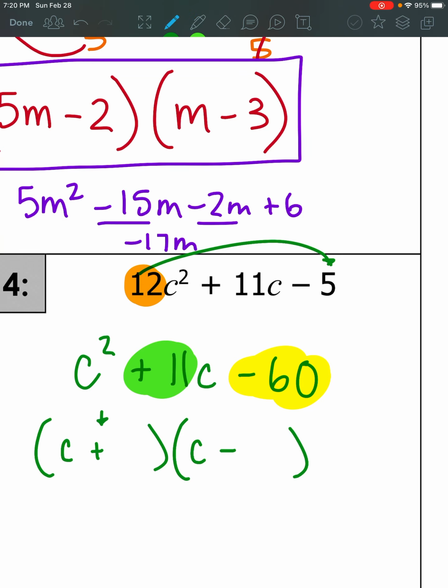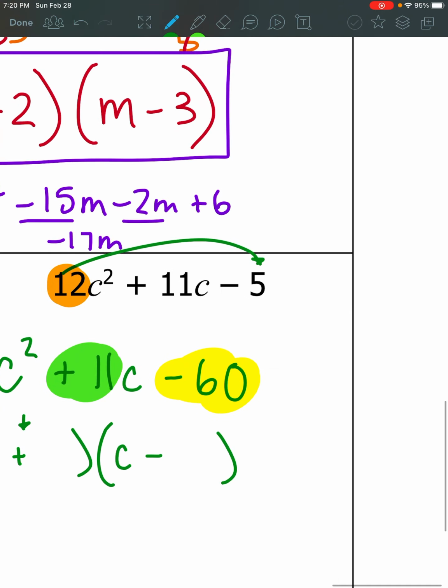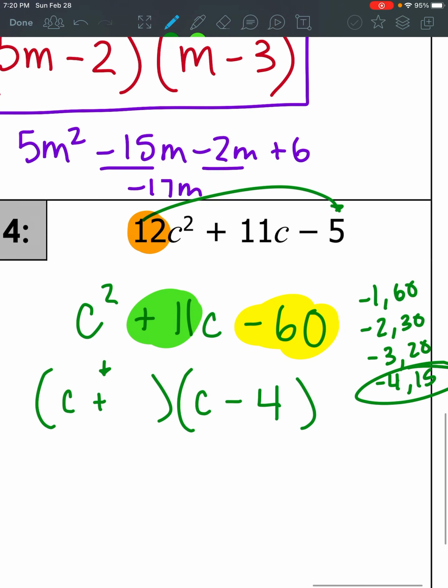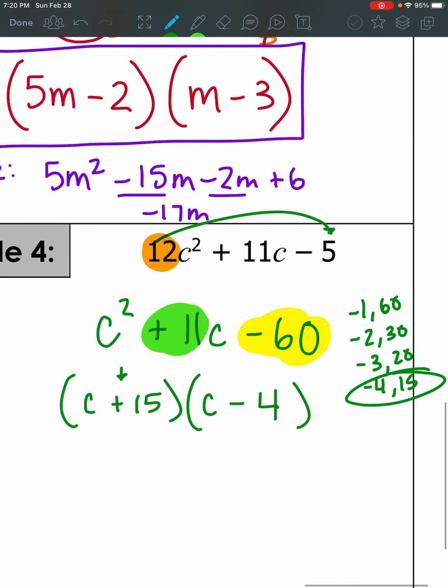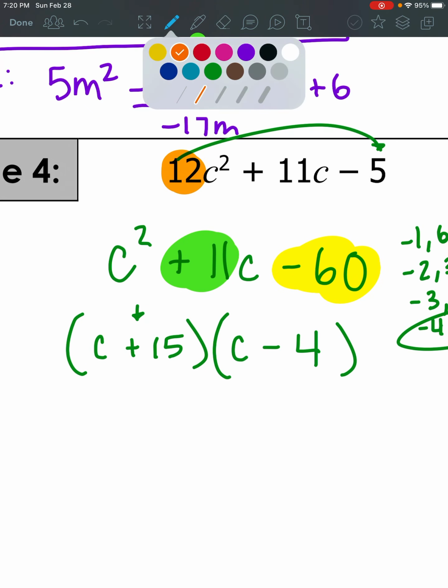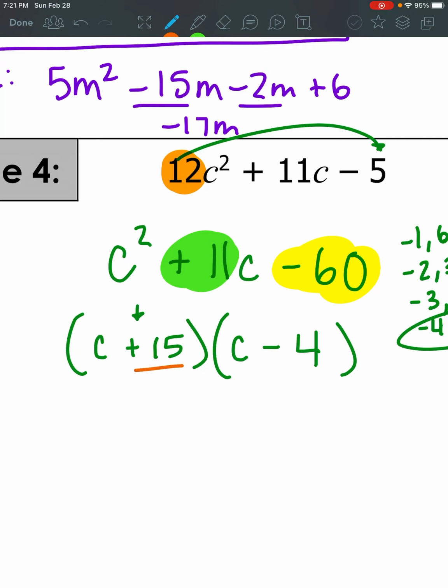Our bigger term has to be positive. So negative 1 and 60, negative 2 and 30, negative 3 and 20, negative 4 and 15. There we go. So the 4 is the negative, the 15 is the positive, and those multiply to negative 60. They add to positive 11. Now, don't forget, we need to then divide both these terms by the a value.